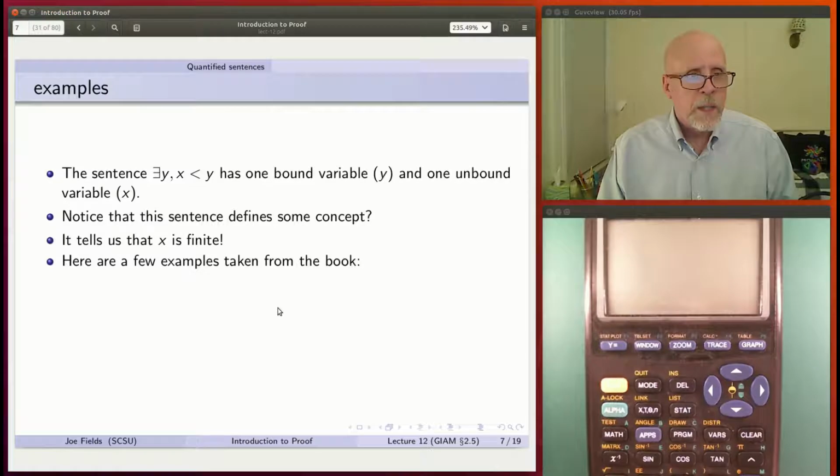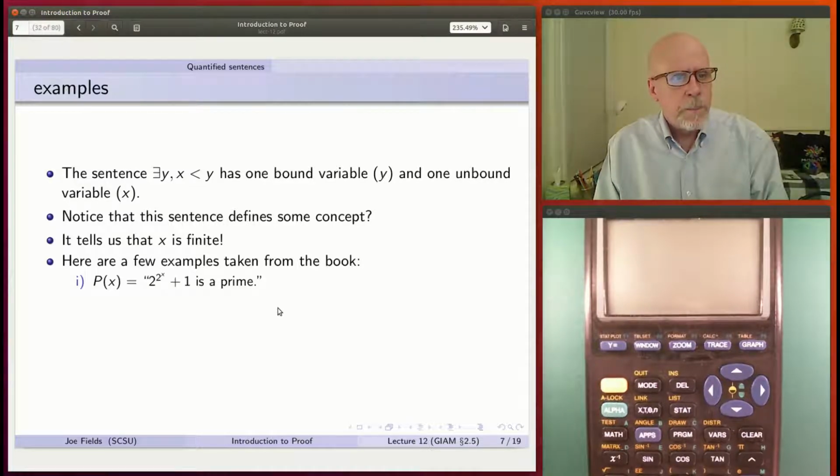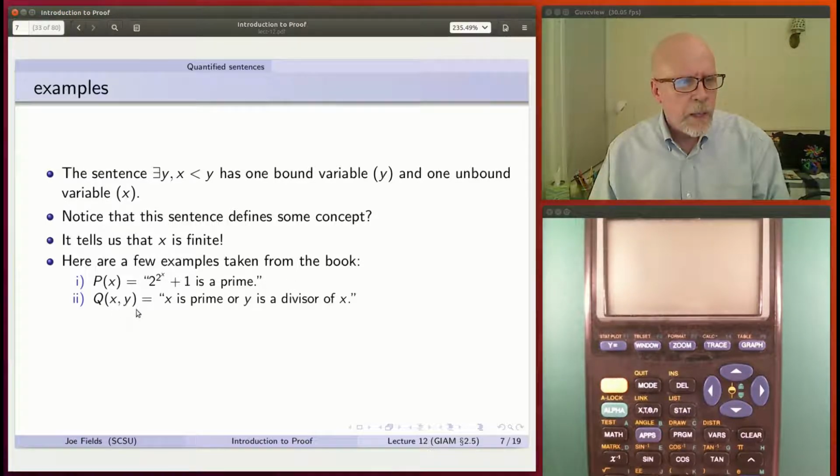Here's a few more examples of this sort of thing from the book. We're going to talk about this one in a little bit greater depth in the coming section, but P of x is a sentence that just says 2 raised to the 2 to the x power plus 1 is a prime number. I think we actually already took a look at that in one of the worksheets. Q of x and y, here's an open sentence with two variables. X is prime or y is a divisor of x. Well, everything's unbound in both of these so far. No quantifiers around.